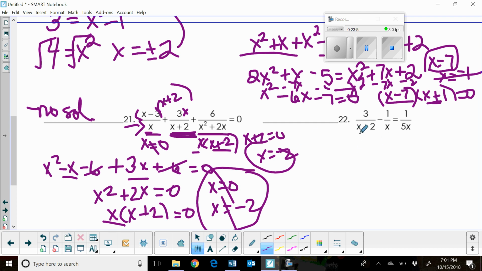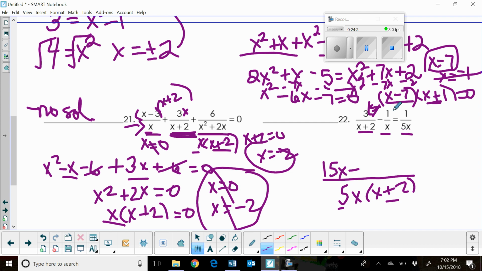Okay, so let's do this last one. This one has an x plus 2, an x, and a 5x. So all those are part of our denominator. So we're going to have 5, an x, and an x plus 2. So our first fraction is missing a 5x. So we're going to have a 15x in the front minus the second one. Well, it's missing both the 5 and the x plus 2. So I've got to multiply negative 1 by 5x plus 2. Okay, now I need to be real careful here because when I go to distribute this negative 1 in, it's going to end up being negative 5x minus 10.